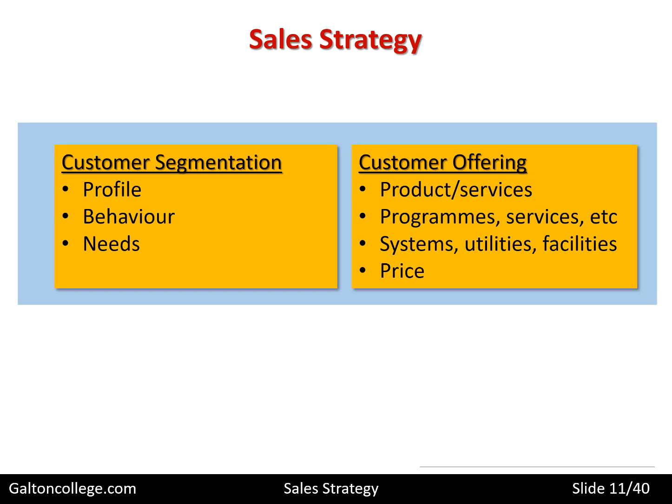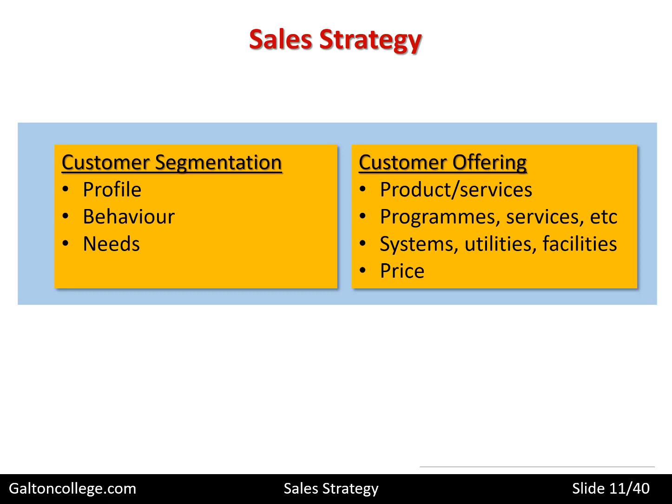Now, the offerings, of course, are the products or services that the company are bringing to the market. This is what's going to be offered to the customers. It could be, of course, programs or services. It doesn't have to be a physical product. It could be a service or an intangible product. And then what systems, what utilities, what facilities are going to be deployed in the delivering of the offering? In other words, how will the company contact the customers? Will it do it through some channel of advertising or direct marketing, or how will it go about it? And finally, the price.